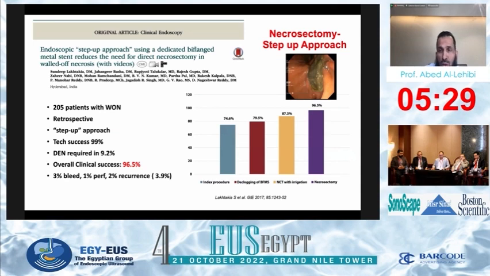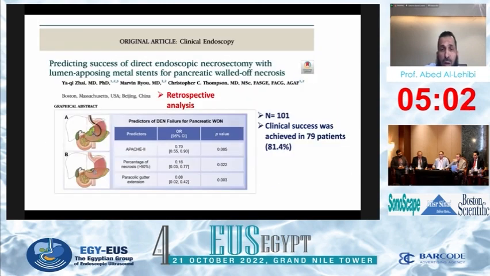Step-up approach of necrosectomy. This is from India. They used 205 patients and a step-up approach for their patients. First the index procedure, and then they repeat the procedure to remove any blockage or declog the stent, or they irrigate. In their published study the success rate is very high, up to 96%, and the need for direct necrosectomy is very low compared to the other paper, almost less than 9%.